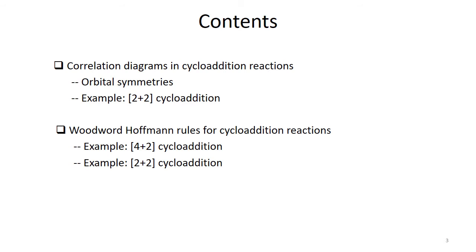take examples of 2+2 as well as 4+2 cycloaddition reaction, and after that we are going to use the Woodward-Hoffmann rules of cycloaddition reactions and apply them on both of these, 4+2 cycloaddition and 2+2 cycloaddition. And you already know that we have many other cycloaddition reactions too, but these are the two basic, very important or significant cycloaddition reactions. So we are taking their examples to understand the Woodward-Hoffmann rules for the correlation diagrams in cycloaddition reactions.